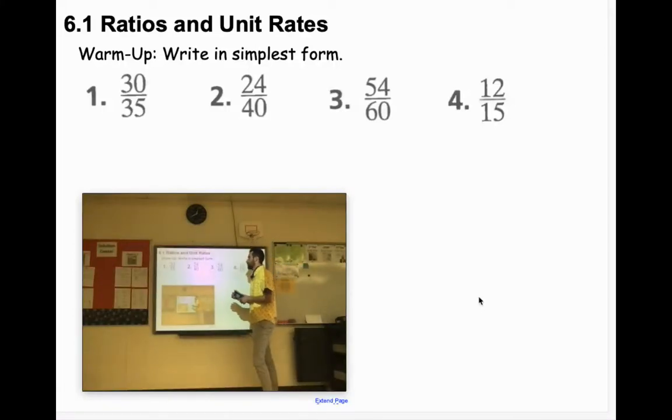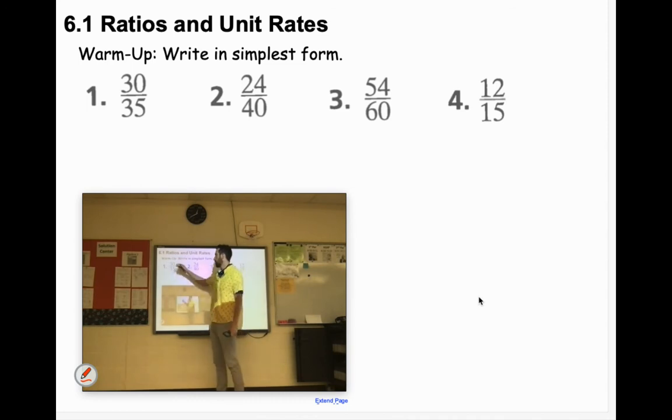Write each fraction in simplest form, 30 over 35. 5 goes into 30 6 times, so 5 goes into 35 7 times.